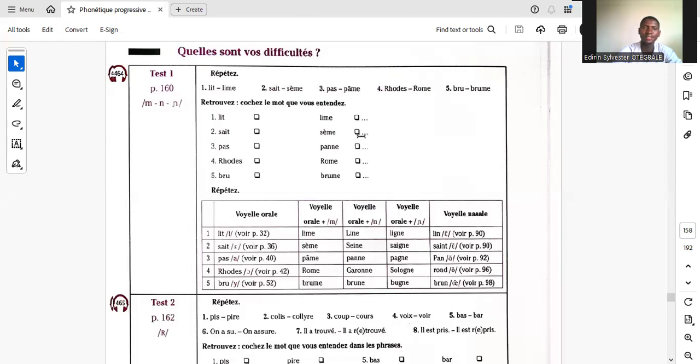Okay. I heard this. 3, Il est toujours en panne. I heard pan. 4, Rome est belle. I heard Rome. 5, C'est une brume fine. I heard brume.